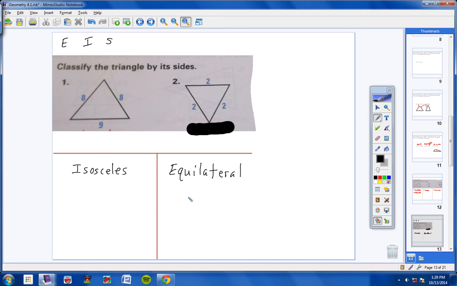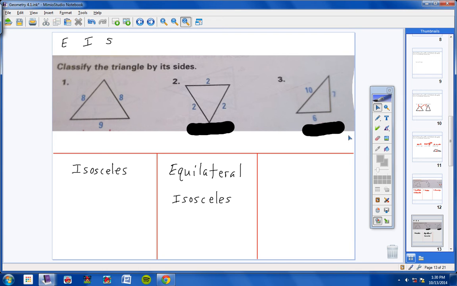It's called an equilateral triangle. Okay, but it's also called an isosceles triangle. Remember, an isosceles triangle does not have to have exactly two sides congruent. It has to have at least two sides congruent. It can also have three sides congruent, okay? So this triangle here is an equilateral triangle, and it's also an isosceles triangle. It's both, okay? All right, moving on to our last one here.